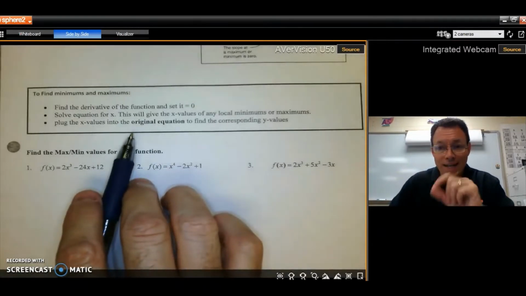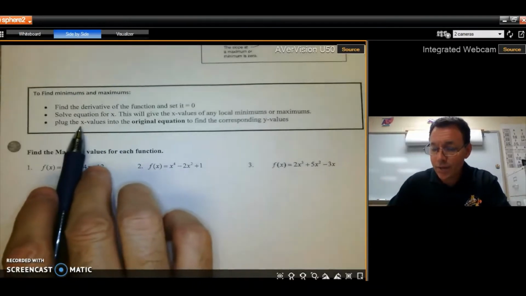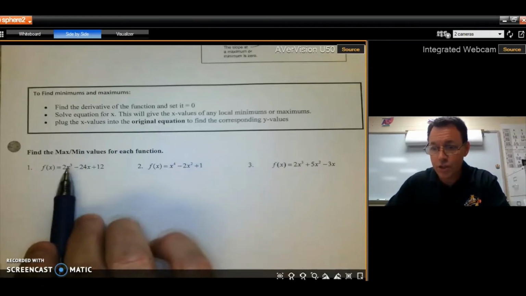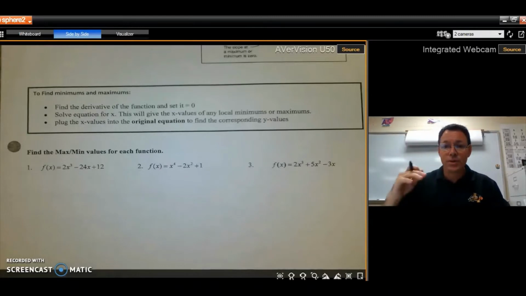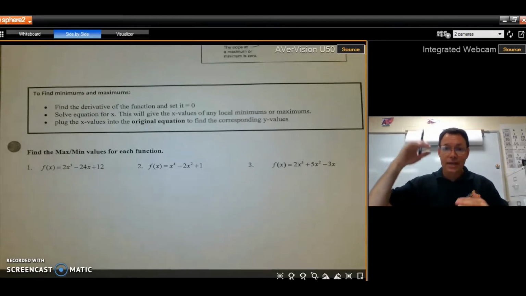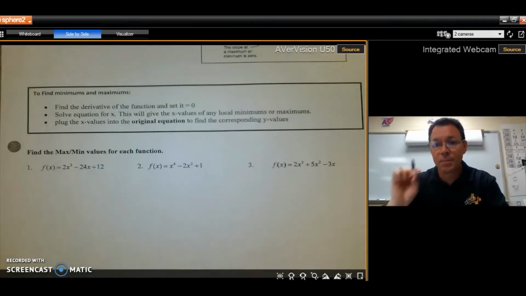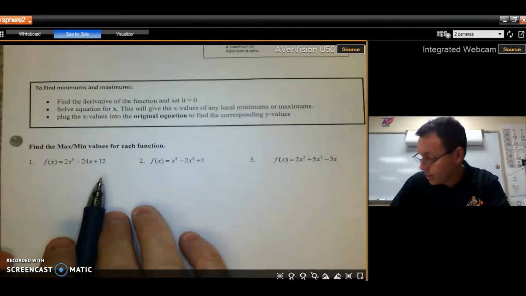Then, to find what those actual points are, what those high points and low points are, we're going to take those x values and put them back into the original function. The derivative just finds us where our slope is 0. But if we want to know what those actual y values are, like how high and how low I need to go to find those minimums and maximums, we're going to put that back into the original. So let's do this first one, and you'll see what I mean.